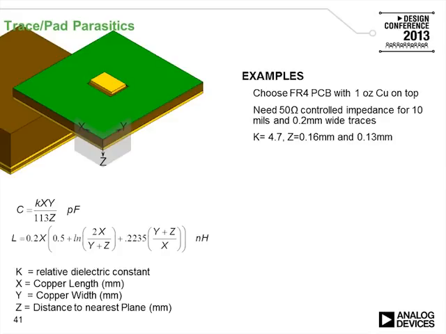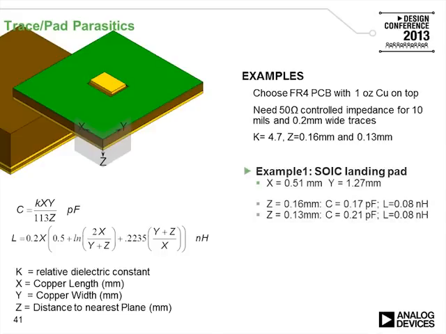If we choose an FR4 PCB with 1 ounce copper, and we need a 50 ohm controlled impedance for, say, 10 mil wide traces, which are fairly common. If I allow the relative dielectric constant to be 4.7, and I allow the thickness to be between 0.16 and 0.13 millimeters, then I can have an SOIC landing pad, size shown there, to exhibit a 0.17 or 0.21 picofarad capacitance and a 0.08 nanohenry inductance.